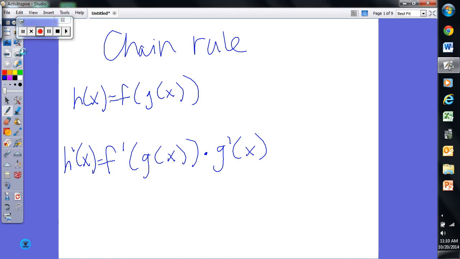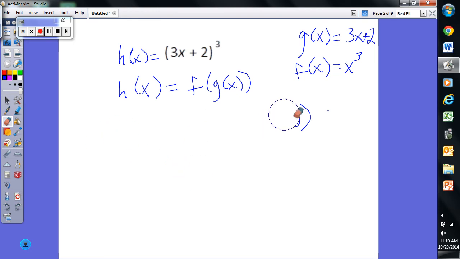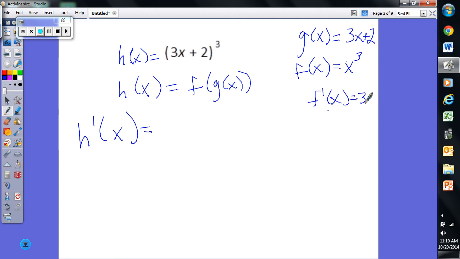So let's take a look here. Hopefully you can see that this is a composition of two functions. 3x plus 2 got put into x cubed. Okay, so if we're going to take the derivative h prime of x, we're going to take the derivative of the outside, which f prime of x would be 3x squared.